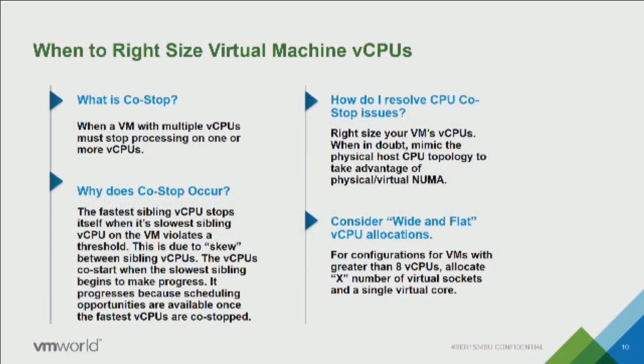So how do I know when to right-size my virtual machine vCPUs? This is one of the most common things that I hear whenever I'm going through troubleshooting classes or optimize and scale classes. I'm an instructor as well. But this is one of the most common things. How do I know when to do this, right? Well, co-stop. We talked about co-stop earlier. So let's dig in a bit deeper and ask, what exactly is co-stop?